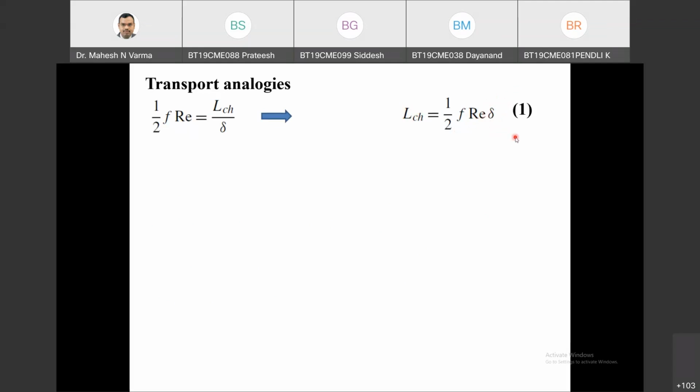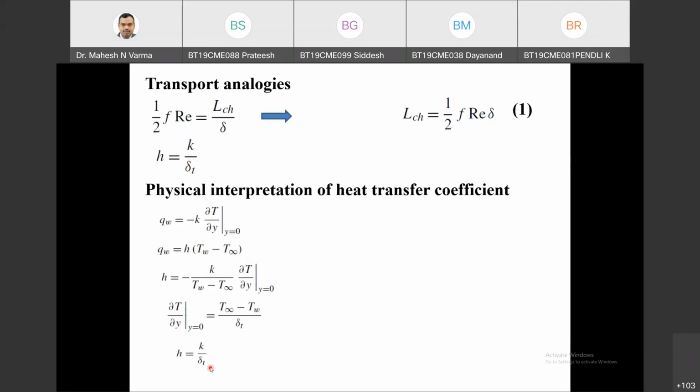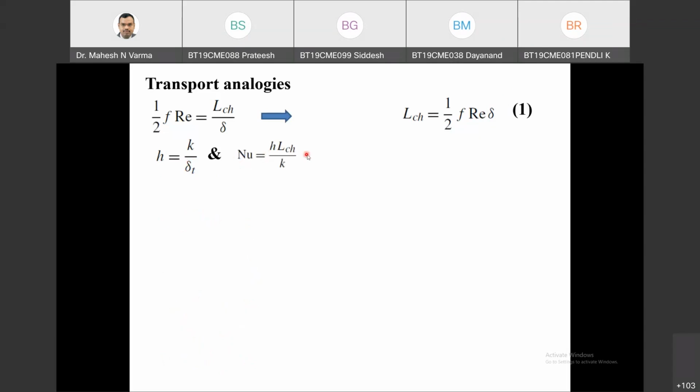Similarly, when we go to heat transfer, this is what we got, the physical interpretation of the heat transfer coefficient: thermal conductivity divided by the heat transfer boundary layer thickness. This is the heat transfer boundary layer assumed in the ideal case, and the physical interpretation is that h equals K by delta T. Just recall this. These are all equations we have combined to get the physical interpretation of the heat transfer coefficient. Similarly, we got the Nusselt number equals hL by K.